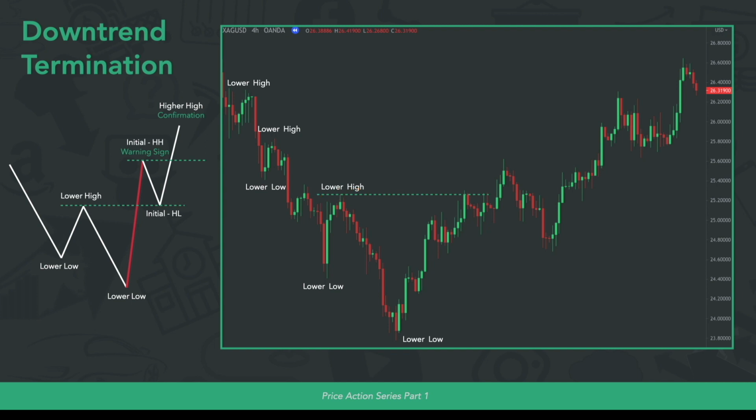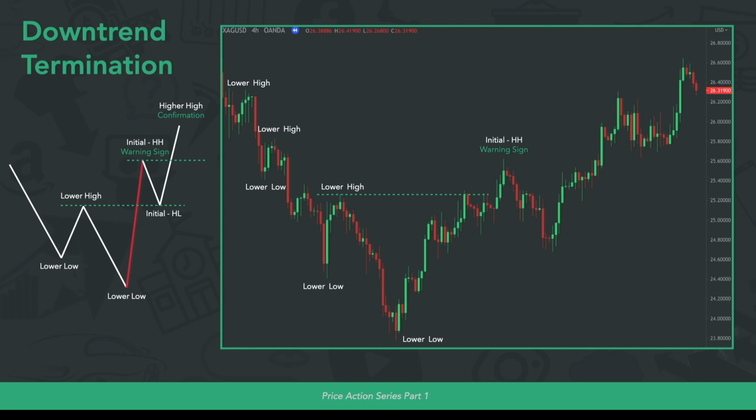Now, as you can see, from here, from this lower low, nagrally yung price towards that level and eventually na-break. So, nagkaroon tayo ng initial higher high. So, nagkaroon tayo ng warning sign sa market na itong downtrend na to, possible, tapos na or patapos na.